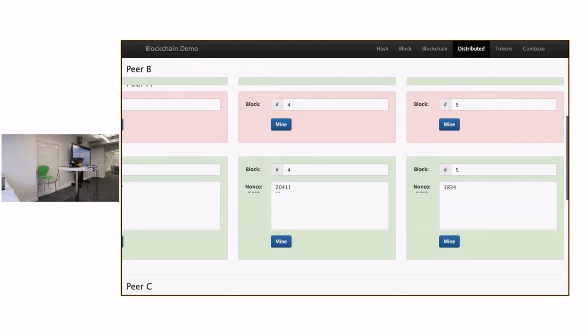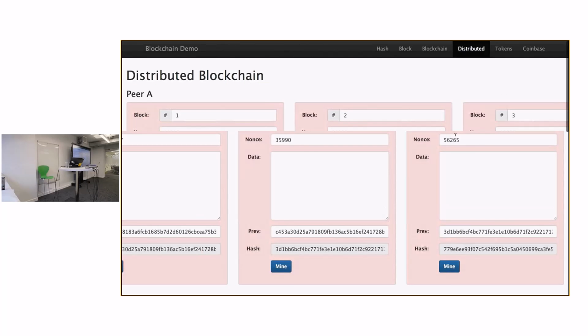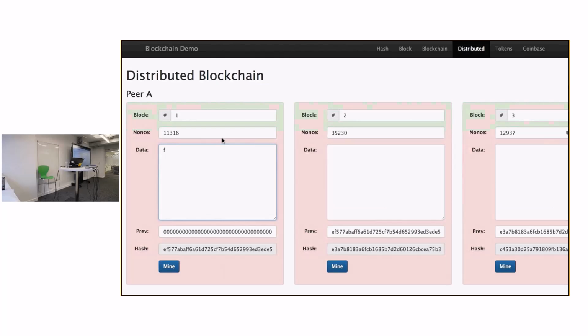Okay, so that's a blockchain. That's the entire thing. There is no more to it than that. But it's kind of not really useful because we don't have something in this data area that means anything. I keep typing my name or hi, and that's sort of irrelevant information. So what we really want is a token.